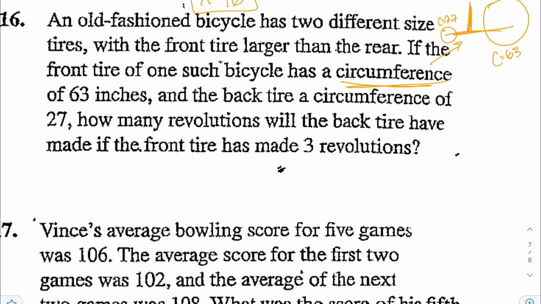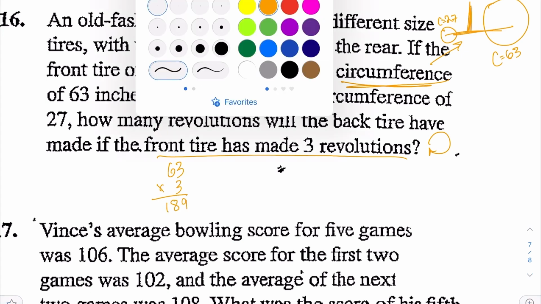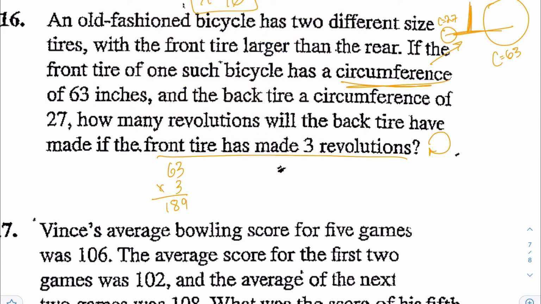So if the front tire made 3 revolutions, a revolution is just a full circle. So you made 3 of them. Well, 63 times 3 is going to be 189. And now the circumference of the back is only 27. So you have to do 189 divided by 27. So here you can just kind of estimate. Multiply by 7. That'll be perfectly 189. So it would have made 7 revolutions.